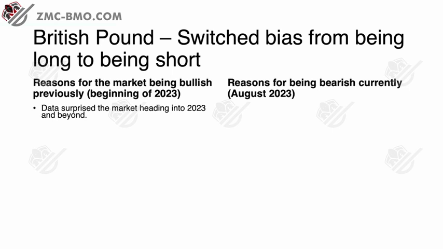Data surprised the market heading into 2023 and beyond. What we mean by that is, if some of you remember, the pound heading towards the end of 2022 was really weak. The data was really weak. We had a lot of issues with the government. The Bank of England was up in the air, doing absolutely nothing, struggling basically.